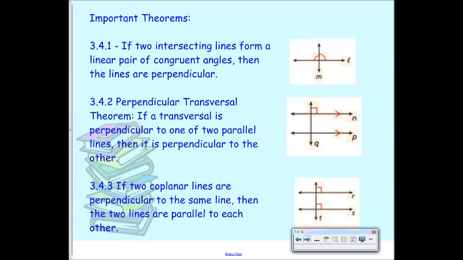Good. Okay? The perpendicular transversal theorem says that if these lines are parallel, if this angle is 90 degrees, then what do you know about this angle? That one's also 90, which you know because what angle relationship are those?